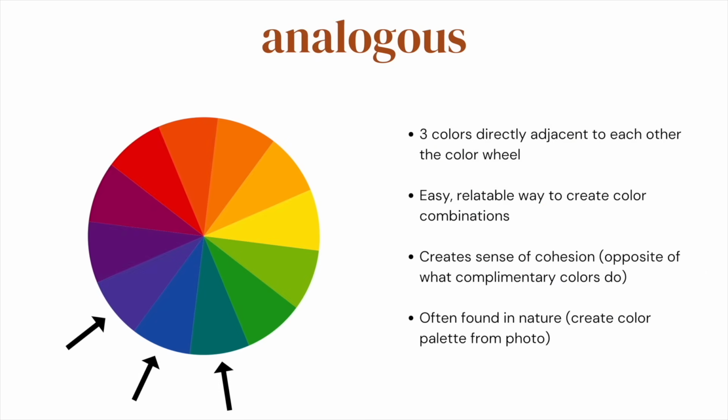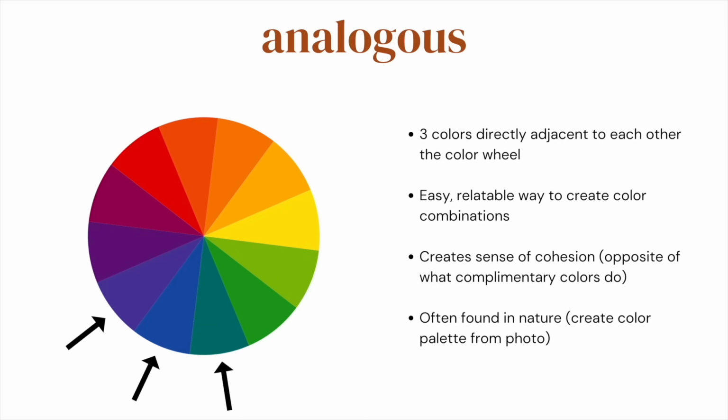Our next color combination is called analogous. These are 3 colors that are directly adjacent or next to each other on the color wheel. This type of color harmony provides an easy, relatable way to create color combinations. It creates a sense of cohesion, which is actually the opposite of what complementary colors do. Remember, complementary colors are directly across from each other and are opposites, creating that sense of tension and contrast. But when you use colors that are adjacent to each other or next to each other on the color wheel, they work together to create a sense of cohesion and are truly appealing to the eye.